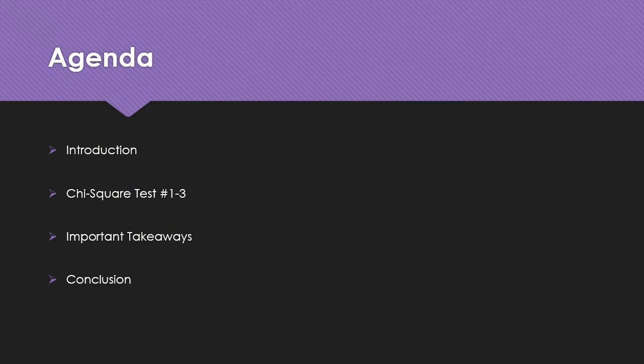Introduction here is what we're doing now. I'm going to follow up with the chi-square test, and there's three in total. All three of them look at different nominal variables. And then we're going to go over important takeaways, in which we discuss the results that we see, as well as the general idea of how the chi-square test and the Cramer's test work. And then we follow up with the conclusion, and give you a chance to have questions.